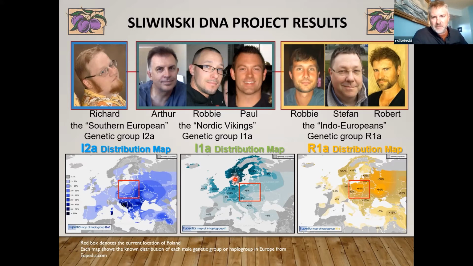The group including Robbie, Stefan, and myself. Stefan is in England. Robbie is in the Chicagoland area, and I was in the Chicagoland area at the time. We are part of the R1A group, which is mostly in Eastern Europe. So although we share the same surname, we are also found in genetic groups that are different from each other, that have different origins, and are part of the genetic family tree, but go further back.